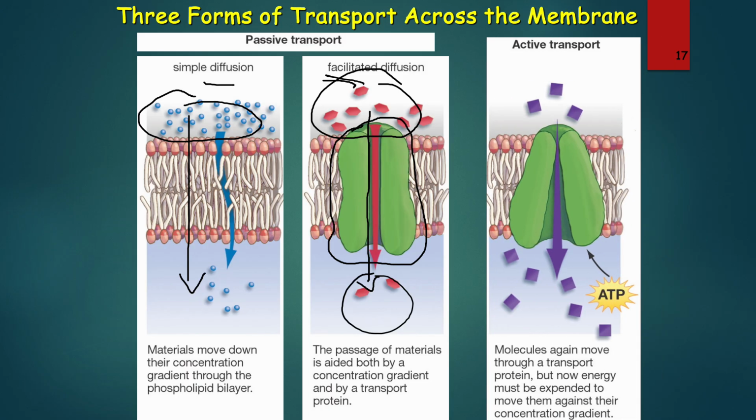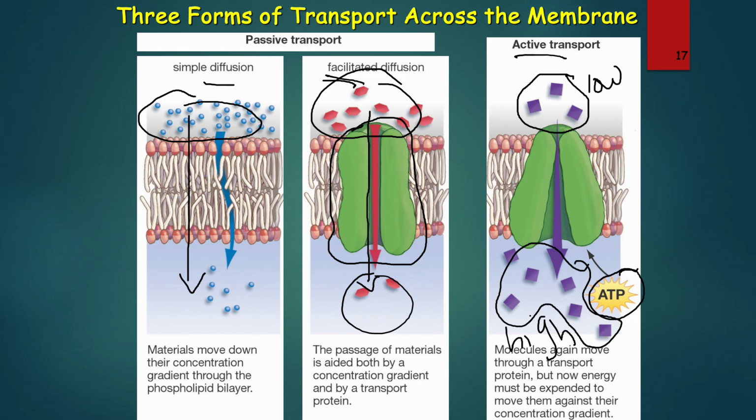The third one is active transport. Active transport is going to require energy, and that energy is in the form of ATP. This is because the particles are now going to move against the concentration gradient. They're going from low concentration to a high concentration. Notice there are way more purple particles down here. That's what's known as against the concentration gradient.